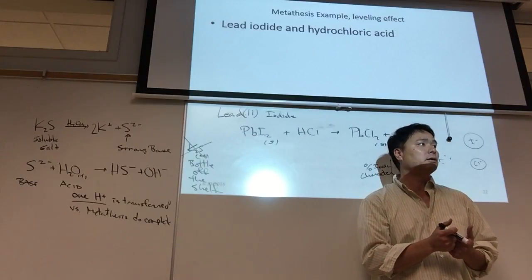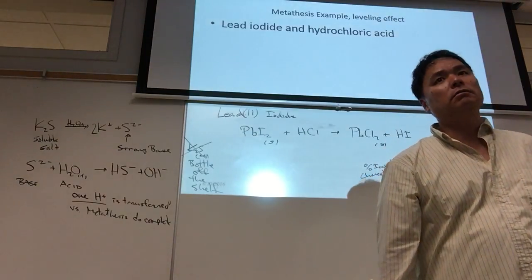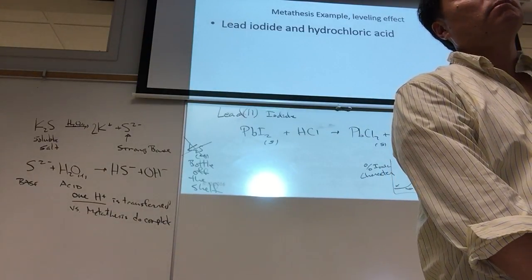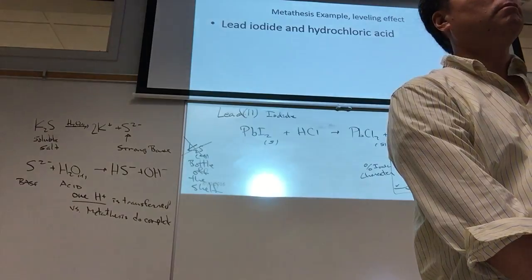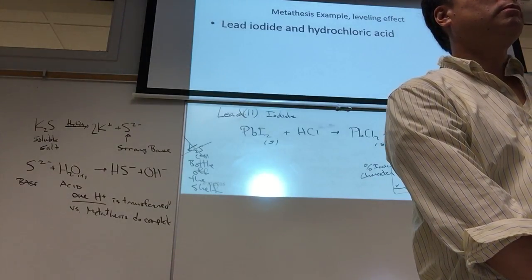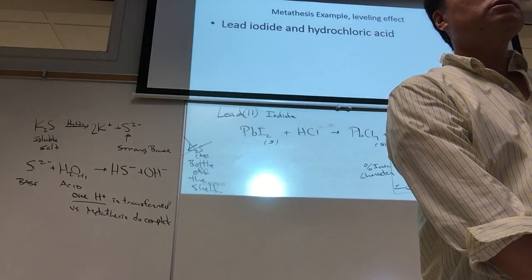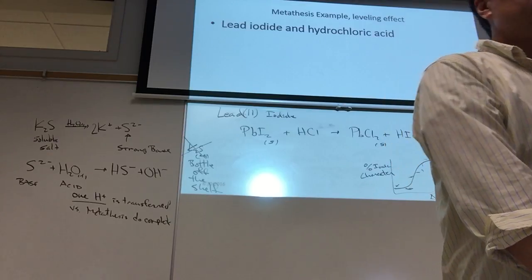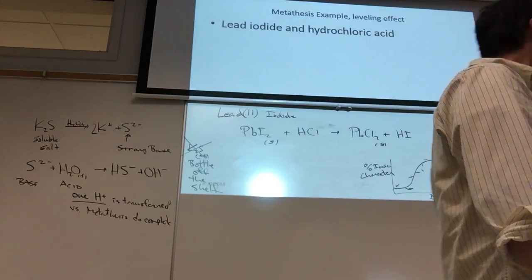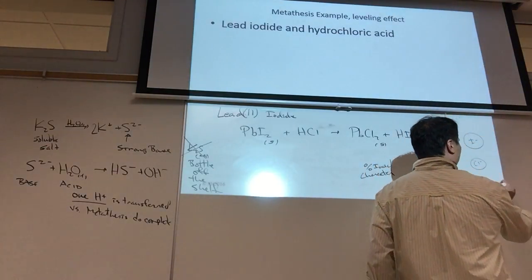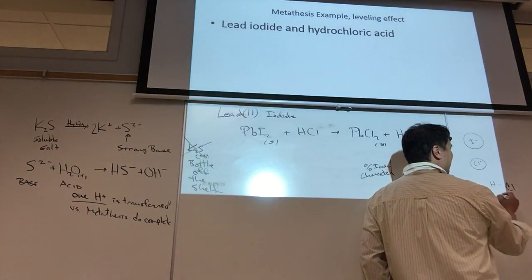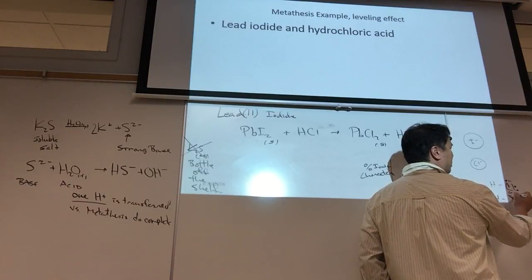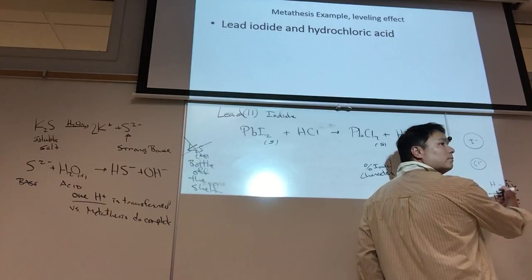Simple. Ionic bond. What makes a strong covalent bond? Share electrons. Well, it's not just sharing electrons. Both HCl and HI share electrons. Which one's a stronger bond? Well, they're both sharing electrons, so the bond strength is the same.